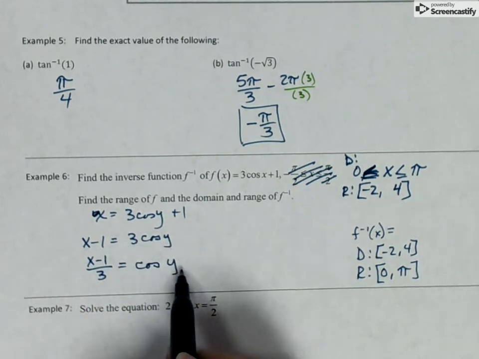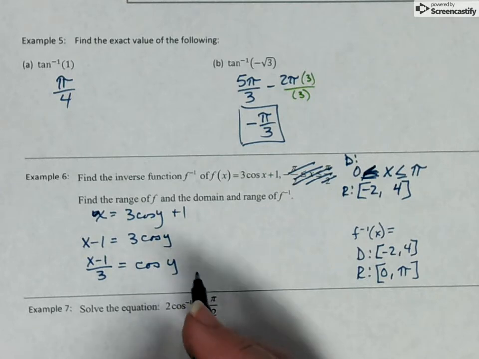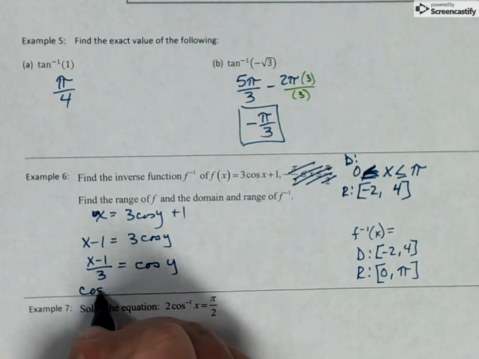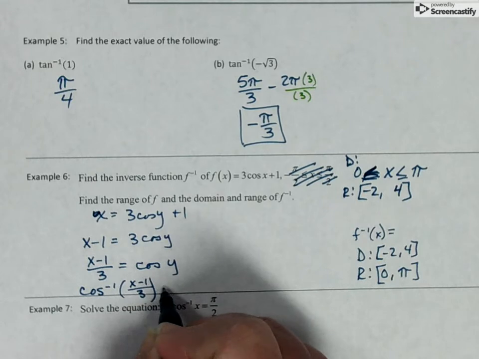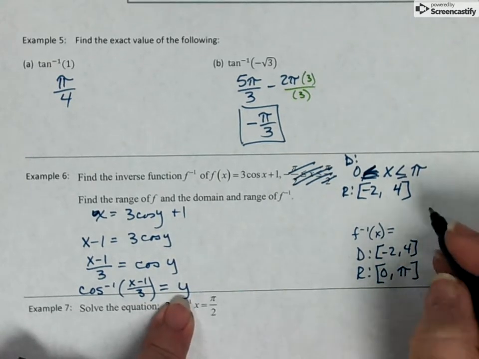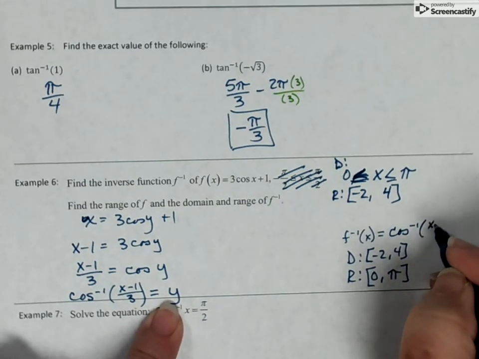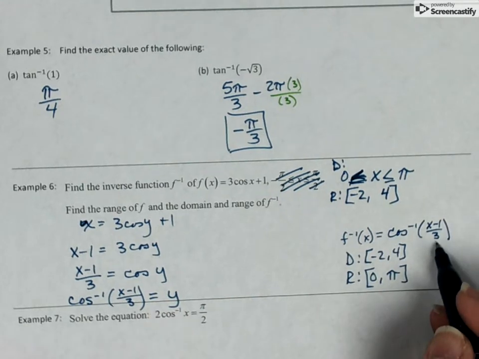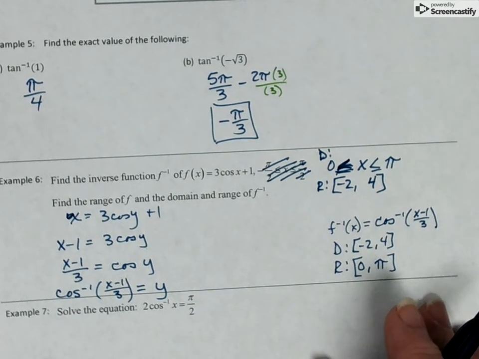Now, if I wanted to isolate y, what would I do? I would do the inverse function. So I'm going to take the inverse cosine of both sides, which will give me the inverse cosine of x minus 1 over 3 is equal to y. That's now the inverse function. So the inverse function is inverse cosine of x minus 1 over 3. And we have isolated the new inverse function.